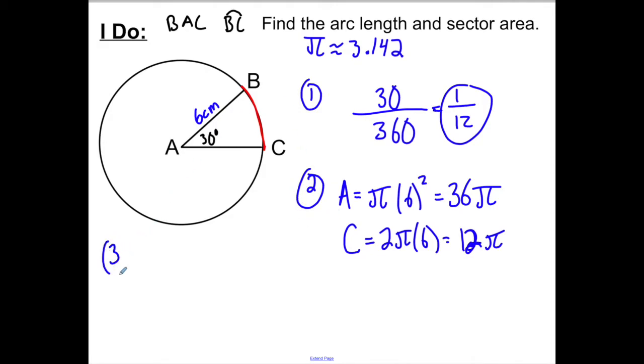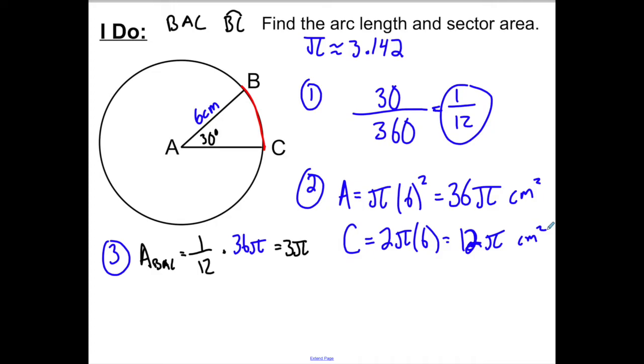So here's step 3. We now need to find each thing at a time. So the area of the sector is equal to 1/12 of the total area, which is 36 pi. And if we do that, well, 36 divided by 12 is 3, so we get 3 pi. And we really should put our units here. These are centimeters. Let's do that in blue. Centimeters squared. That's pretty important.